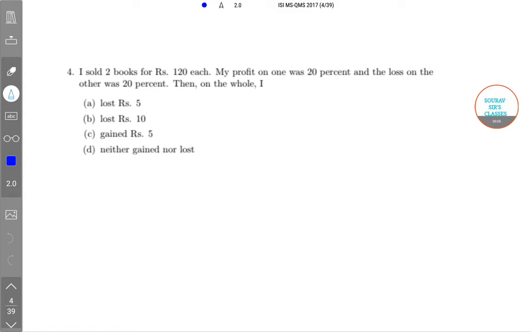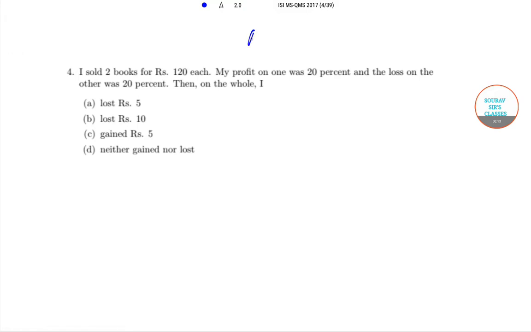Today we will be solving the ISI MSQMS question paper from the year 2017. Today we will be solving question number 4 and question number 5 from the same paper. So let's begin with question number 4.